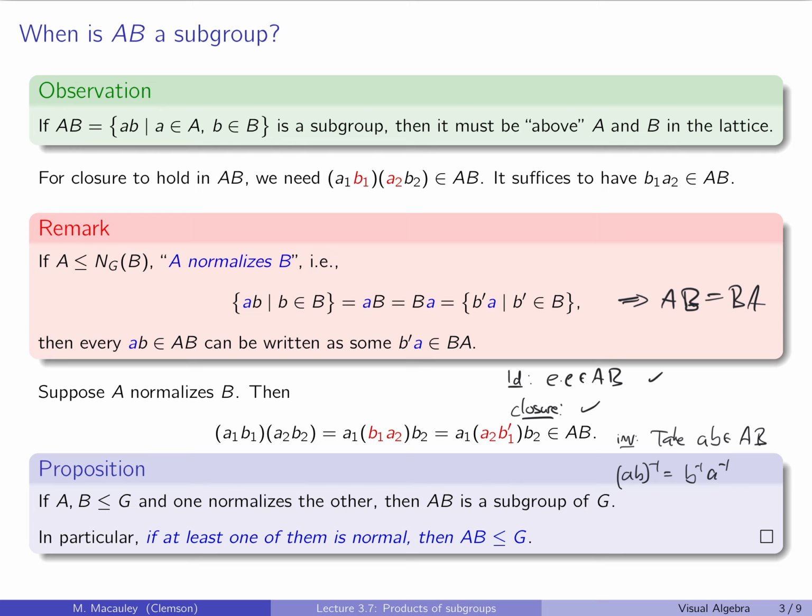Now, realistically, we don't use this condition that much about one of these things normalizing the other. A more common thing to use is that you might have two subgroups, A and B, and one of them is normal. If that happens, then automatically AB is a subgroup. Because if one of them is normal, that just means everything normalizes it. The normalizer is the entire group, so it will contain the other one.